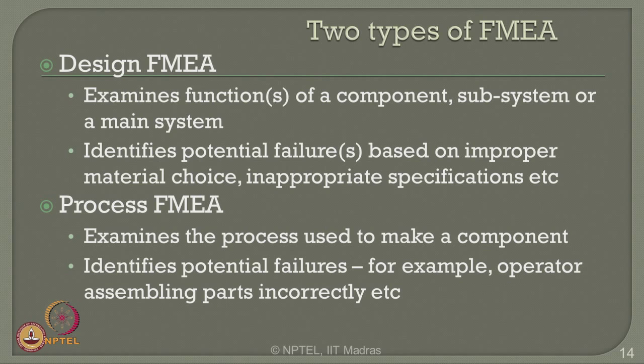Design FMEA examines the function of a component, subsystem or a given main system. It identifies the potential failures based on improper material choice, inappropriate specification, etc. Whereas the process FMEA examines the process used to make a component, and identifies the potential failures in terms of an operator assembling parts incorrectly, etc. So, one talks about workmanship, one talks about the design. Put together is the development of a good product.